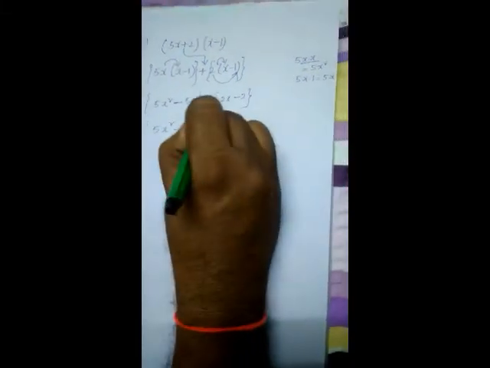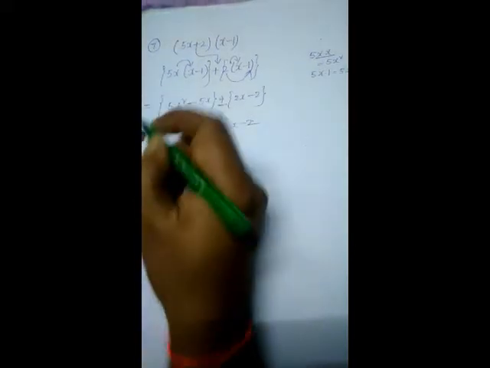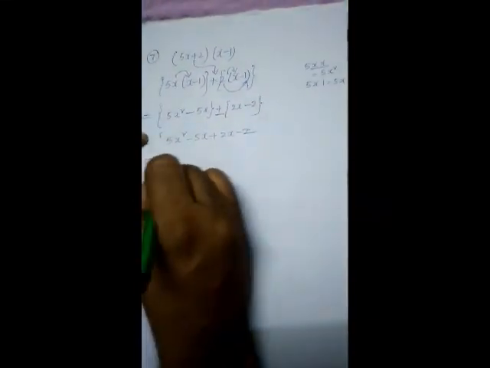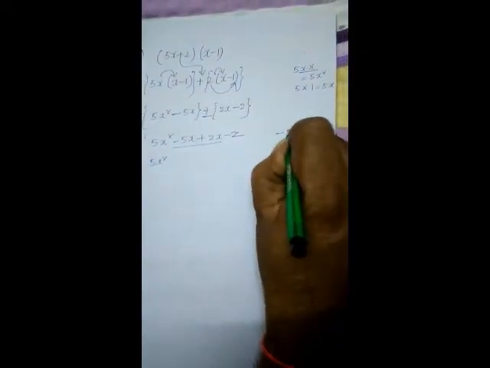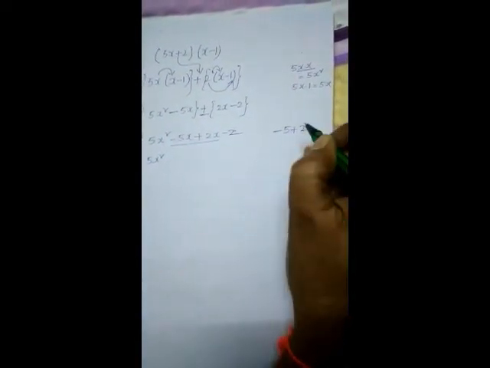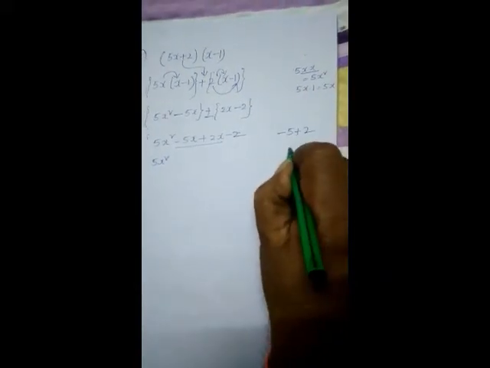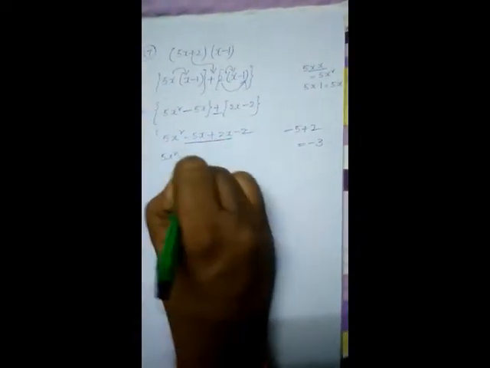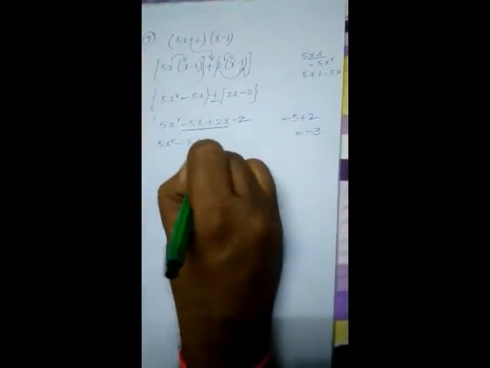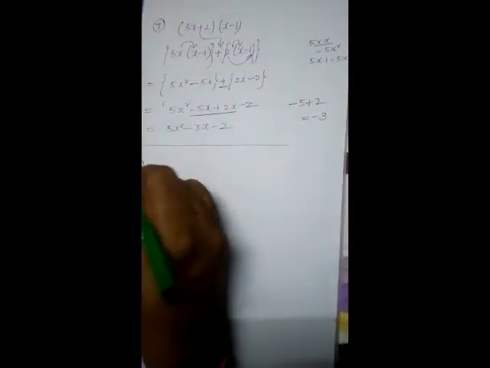Why? Because here a plus symbol is there, here also a plus symbol only, no symbol in the sense. 5X square minus 5X plus 2X, this is nothing but minus 5 plus 2. Minus 5 plus 2 is equal to minus 3. Then minus 5X plus 2X is equal to minus 3X minus 2. This is one example.